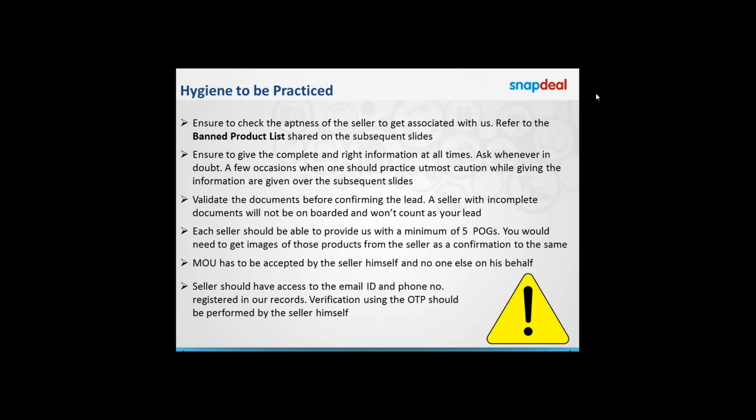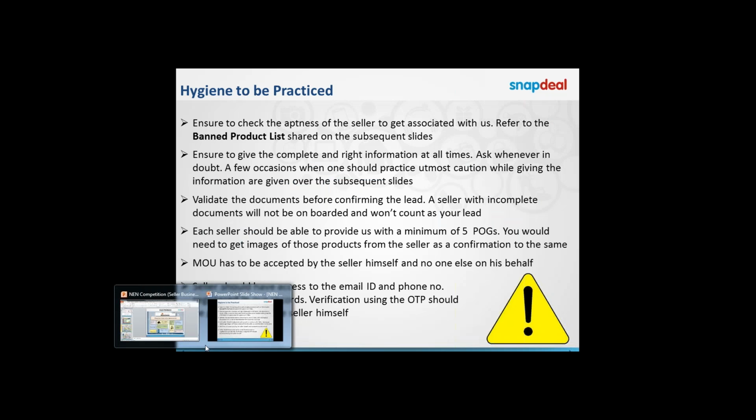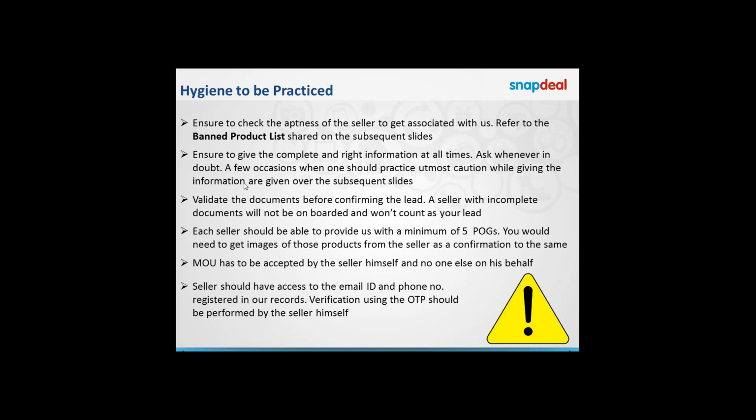So the first one here is: ensure to check the aptness of the seller to get associated with us. Refer to the banned product list shared on the subsequent slides. So on the next few slides, I'm going to show you a list of banned products. Make sure you are not onboarding a seller who is selling any one of those items.